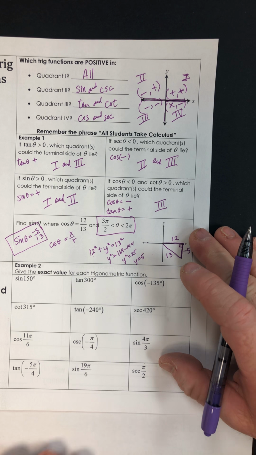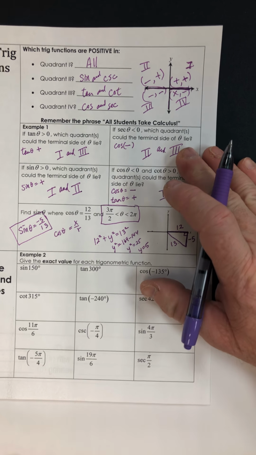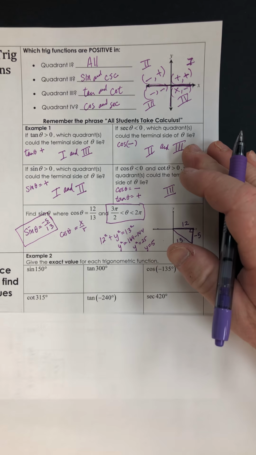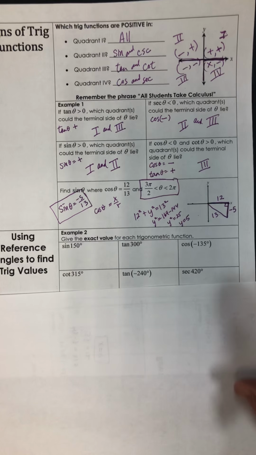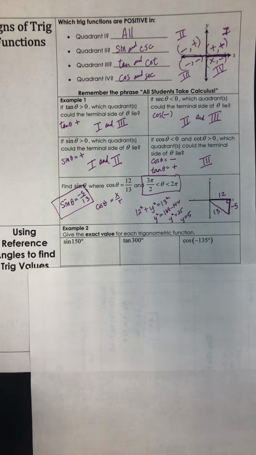Okay. Using reference angles to find trig values. All right, so this requires a little extra scratch paper here. So I'm just going to pull one up and do these one at a time here. Maybe I'll zoom in a little.